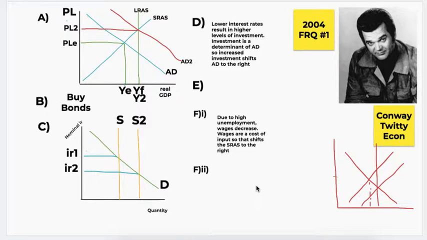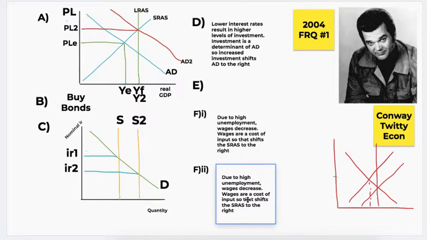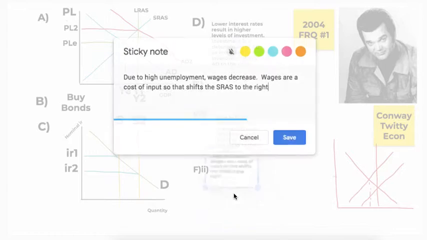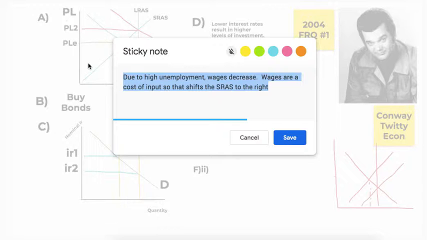And now F2 says output and price level. So basically explain what happens to output and price level. So if SRAS shifts to the right, output increases because now they can afford to make more stuff, and price level is going to decrease because when you supply more of anything, the price is going to go down. And again, I don't think the AP test made you do this in 2004. They just wanted you to explain what happened, but we're just going to go above and beyond just to make sure.